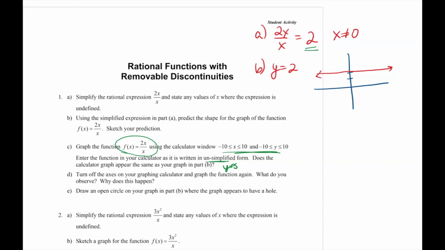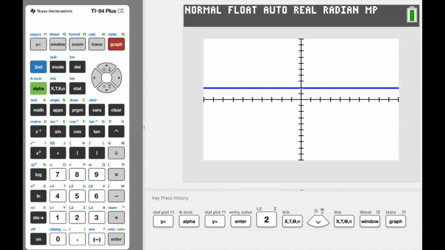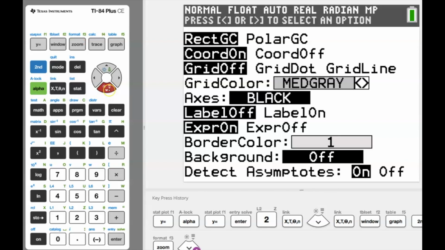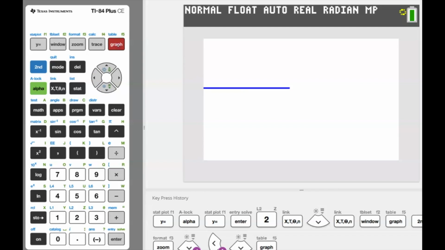Part D says turn off the axes on the graphing calculator and graph the function again. I'm going to go back to my graphing calculator, and to turn off the axes, you go second and zoom, which is the format window, and go down to where the axes options are. There are tons of colors that you can choose for these axes, but if you scroll through enough, you'll get an option of off, and I'm going to choose that option. Then I'm going to graph. And you can see there is a hole in this graph.